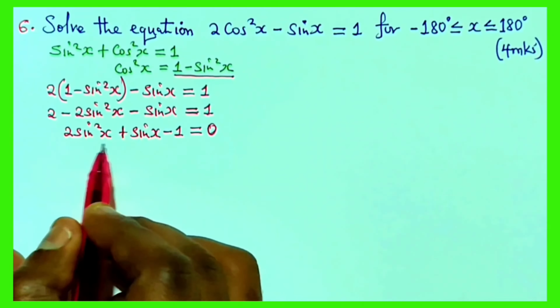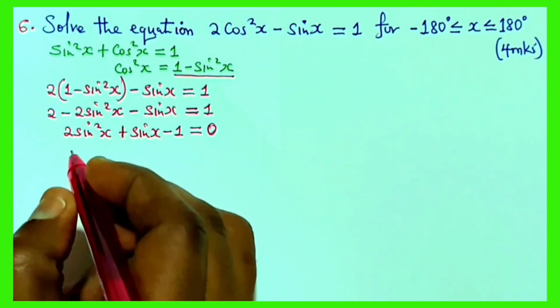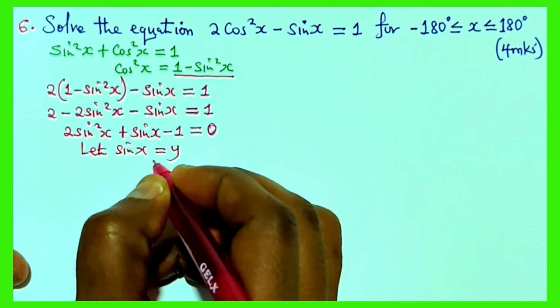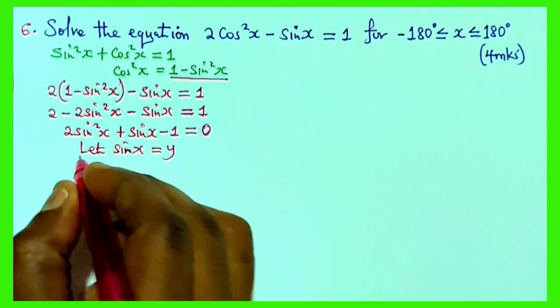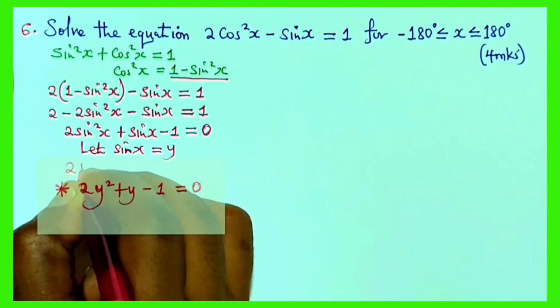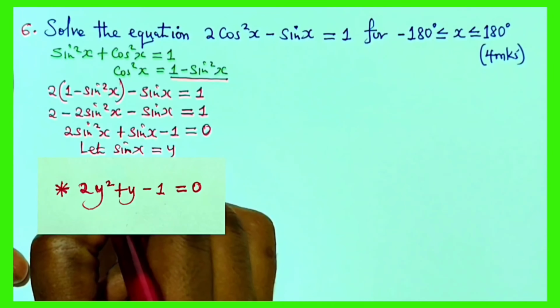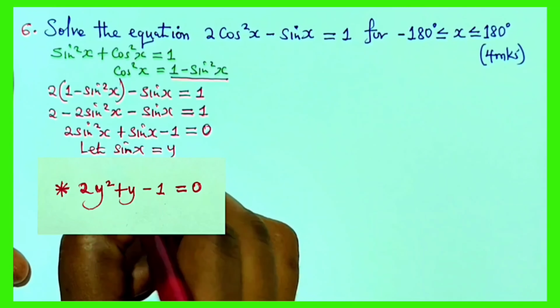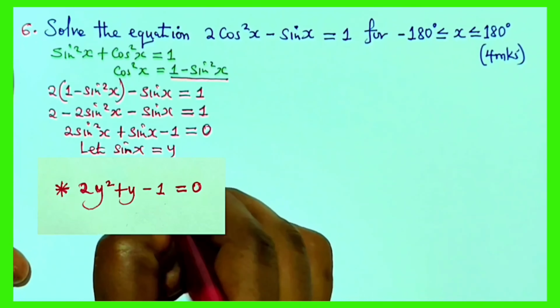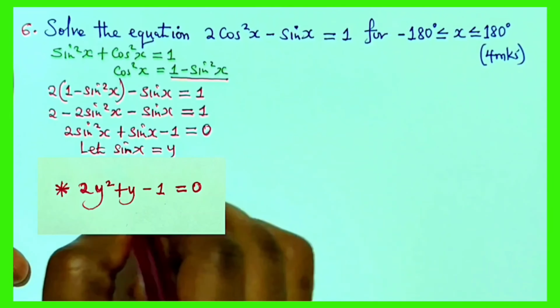At this point, we can now let sine x be equal to y. We are interested in now solving a quadratic equation here. So we are going to have 2y squared plus y and then minus 1 is equal to 0.